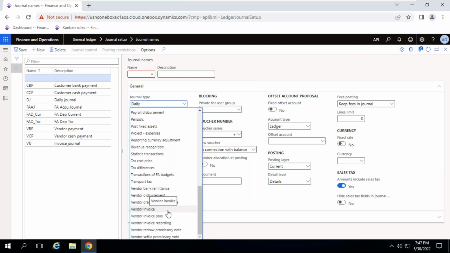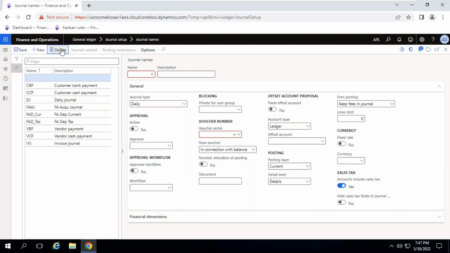While selecting the journal type, what is the implication of selecting another one? Instead of selecting vendor invoice recording, if I select vendor invoice, what will be the implications? Let me show you now.